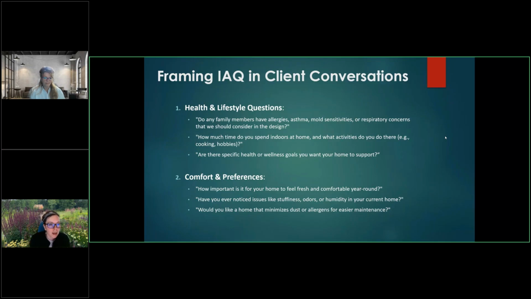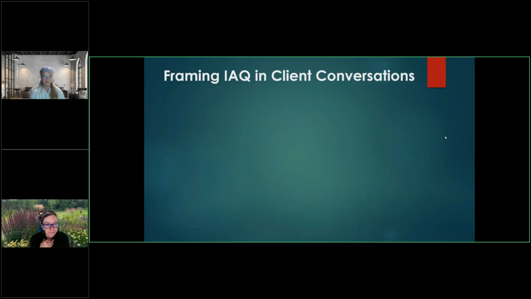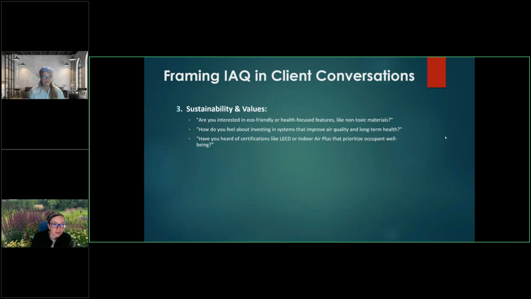And would you like a house that minimizes dust or allergens, that is easier to maintain? Because building tighter homes isn't just about having better ventilation. It's also about dust management, pest management. Sustainability, right? Are you interested in eco-friendly or health-focused features like non-toxic materials? We have people who come to us who say, I want to make sure it's formaldehyde-free.